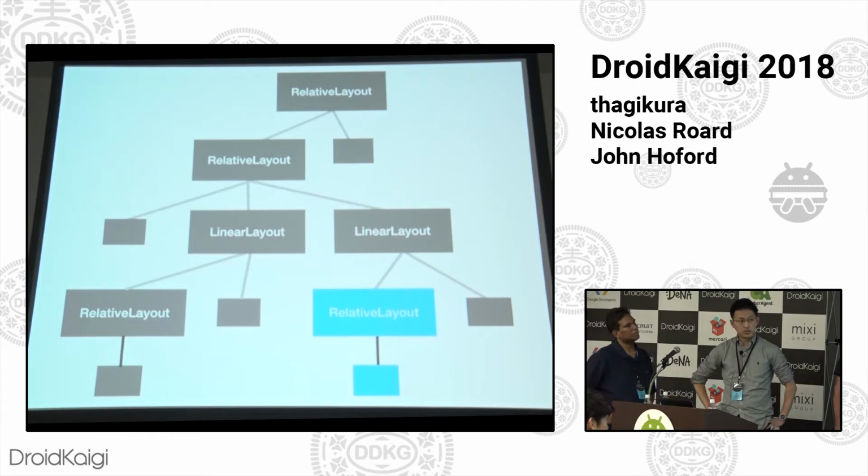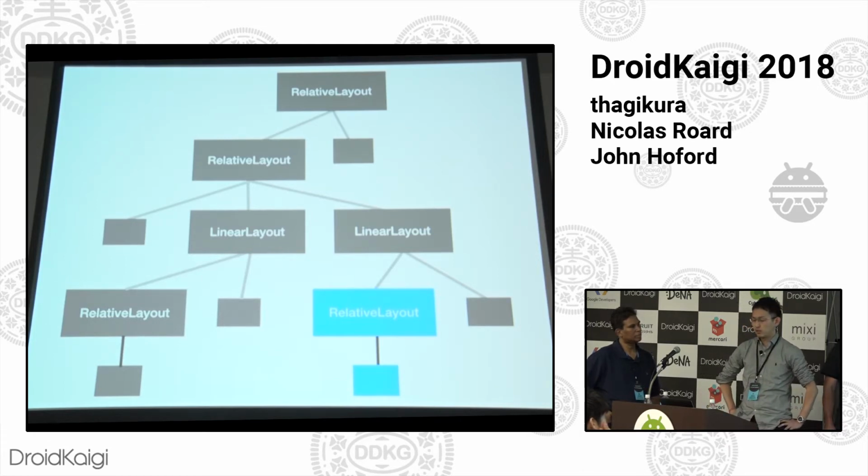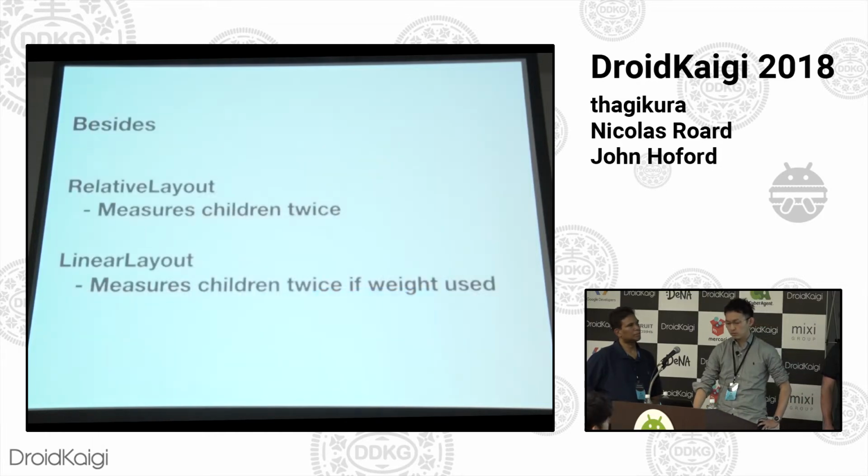Then, as you can imagine, the more nested layout you have, the more time is going to be spent on computation. So in Android, it is extremely important to make your layout as flat as possible. Besides that, there are a few caveats with traditional layouts. That is, RelativeLayout measures its children twice, and LinearLayout measures its children twice if weight is used.